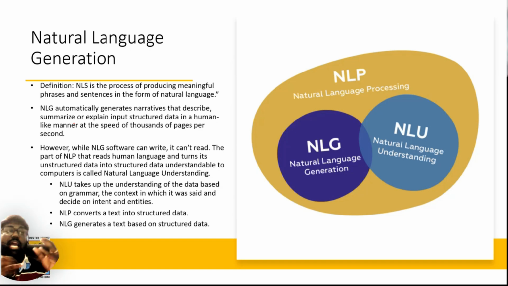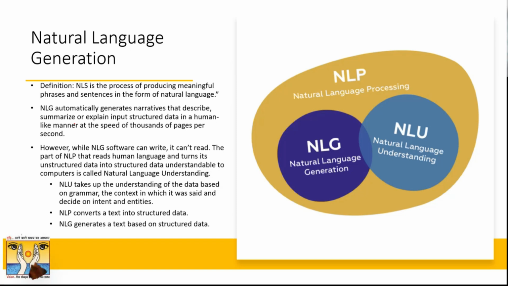Like NLP and NLU, the understanding part takes data based on grammar or the context in which it was said, and decides on intent and entities. Whereas NLG generates text based on structured data. Once you understand the data, based on the question, NLG will generate the response. So the combination of NLU and NLG is again NLP.